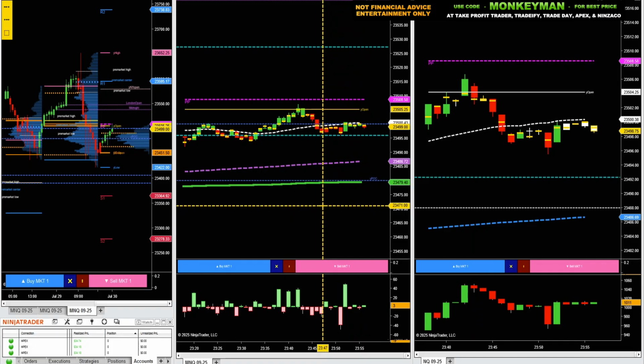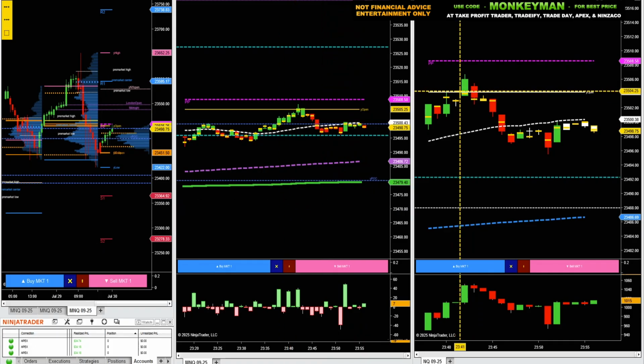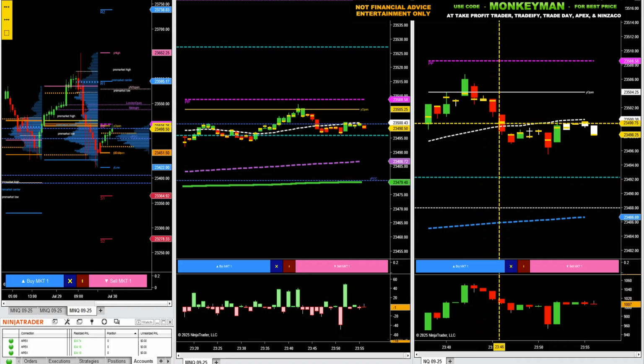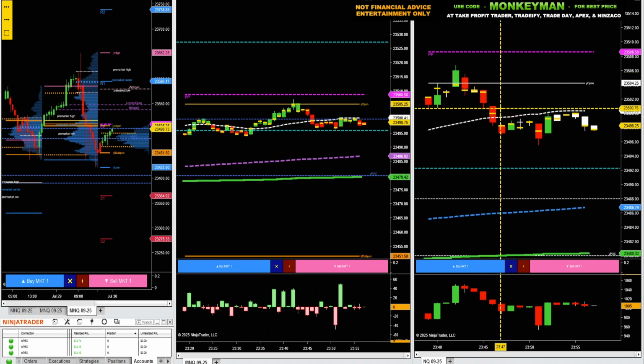Got into another short. We were creeping up to yesterday's open here. Then we got a rejection. The Delta candle turned red. Hopped into a little short looking for a retest of whole number. Got a few points. Going for super small targets, just depending on where the key levels are at.